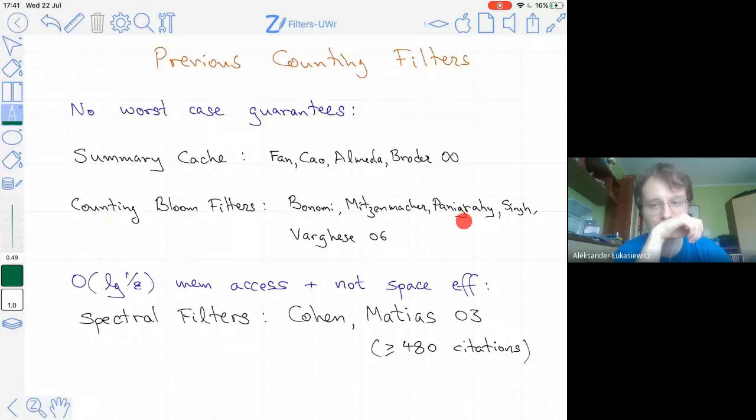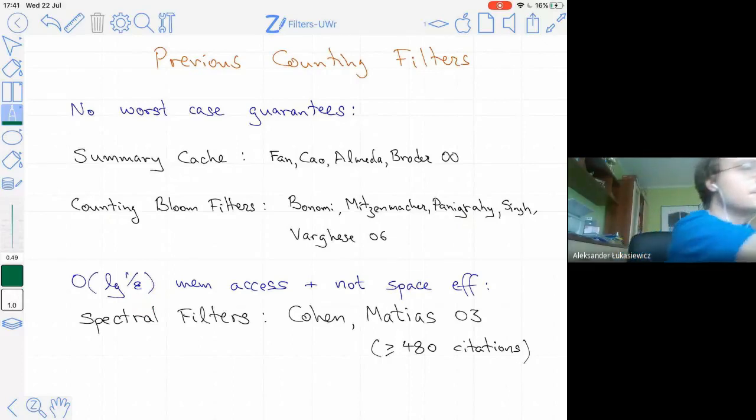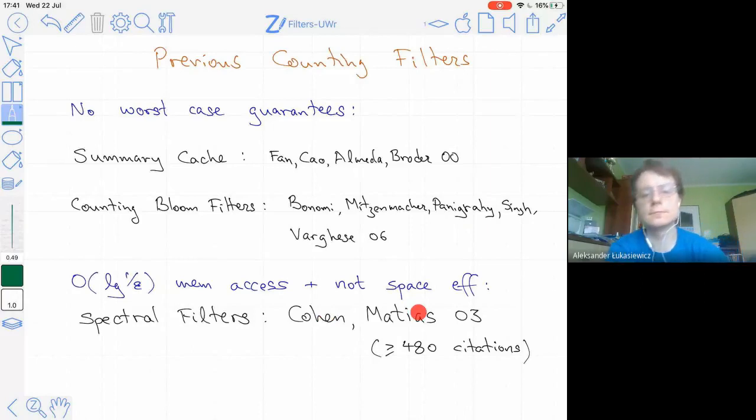There is a paper that comes with worst case guarantees, but it's very similar to a Bloom filter, and therefore the number of memory accesses is log of 1 over epsilon, so it's not constant if epsilon tends to 0, and it's not space efficient. And this is called a spectral filter by Cohen and Matias, and it has nearly 500 citations. Okay, so these things attract attention somehow.